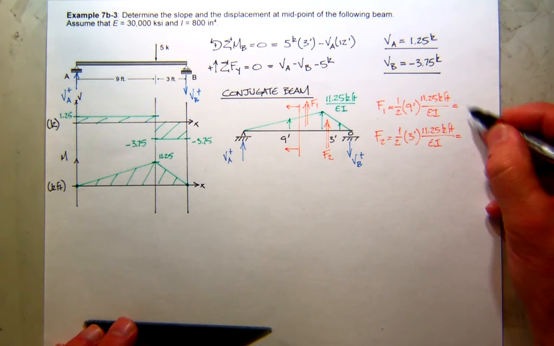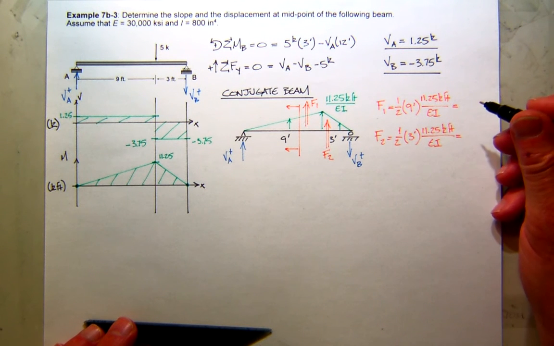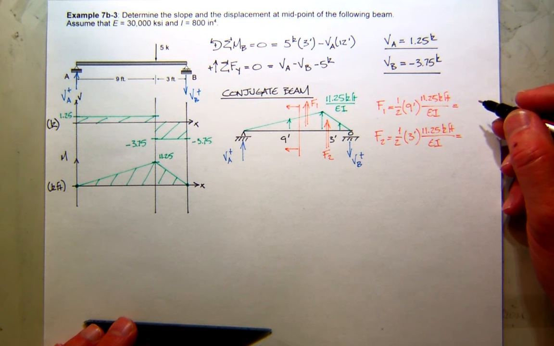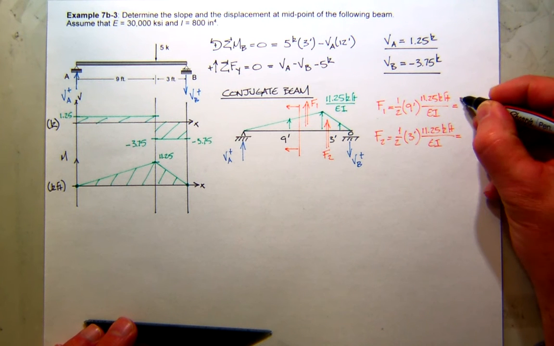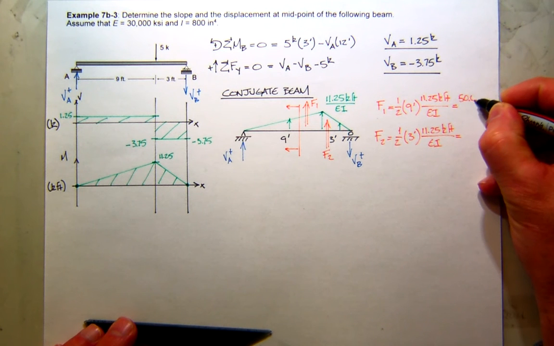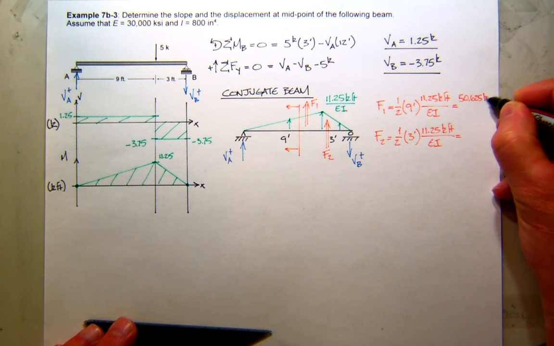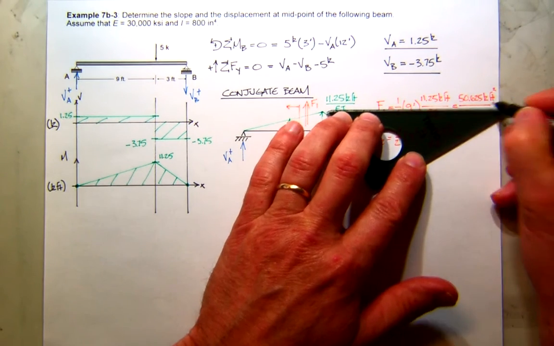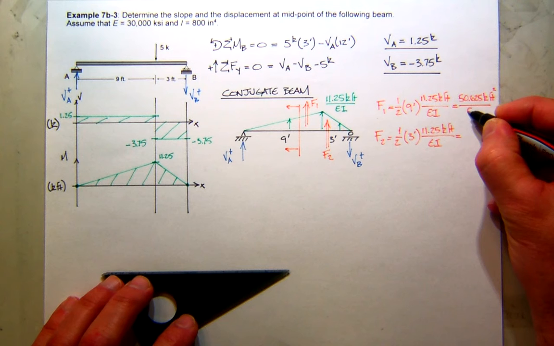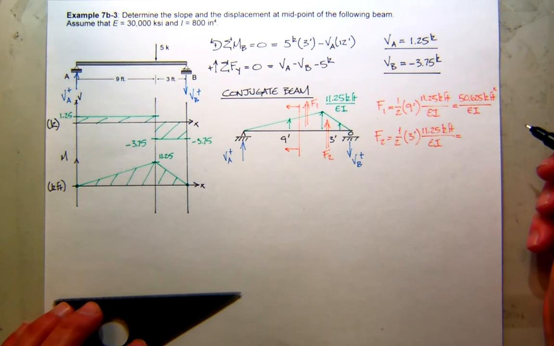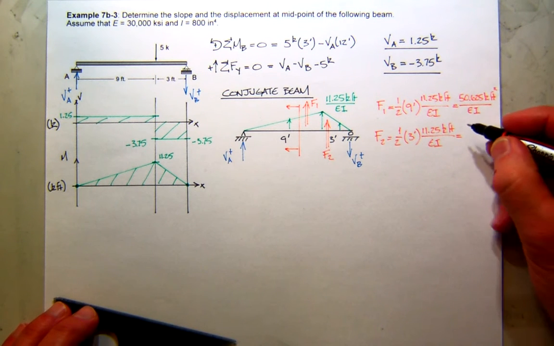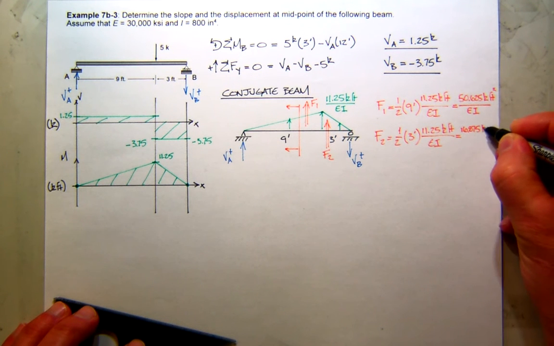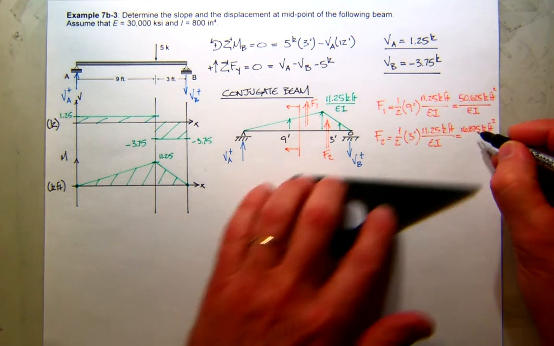So what's the first value here? Anybody get that? 50.625, and that's going to be kip feet squared over EI. And I guess this other one is a third of that, right? Like 16 something? 16.875. Try to squeeze it in there. And those are going to have units of kip feet squared over EI.